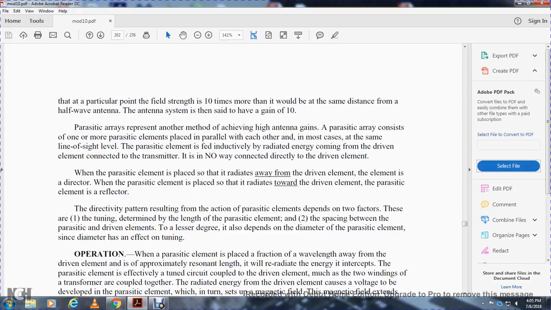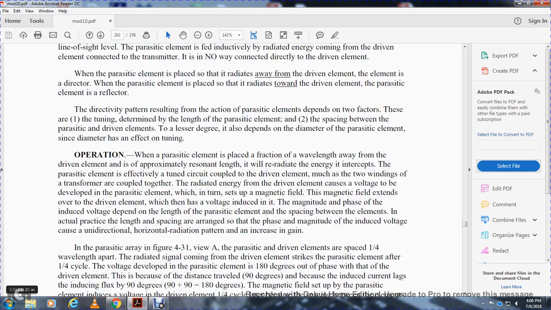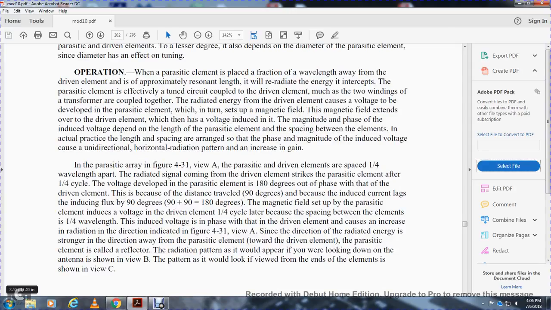The directivity pattern resulting from the action of the parasitic element depends on two factors. The tuning determines the length of the parasitic element, the spacing between the parasitic element and the driven element, and to a lesser degree the diameter of the parasitic element, since the diameter has an effect on the tuning. Operation: when the parasitic element is placed a fraction of a wavelength from the driven element, the wave of the driven element at approximately resonant length is re-radiated, and the re-radiated energy intercepts.